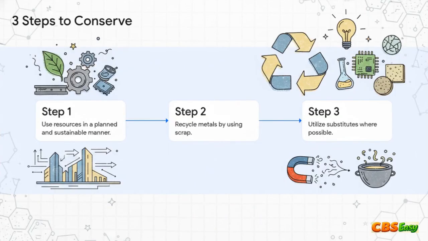So, the big question is, how do we conserve them? Well, here are 3 simple steps that make for a perfect answer. Number 1. Use them in a planned, sustainable way. Number 2, recycle. Use scrap metal. And number 3, find substitutes whenever we can. Boom! That's a fantastic, structured answer for any 3- or 5-mark question.